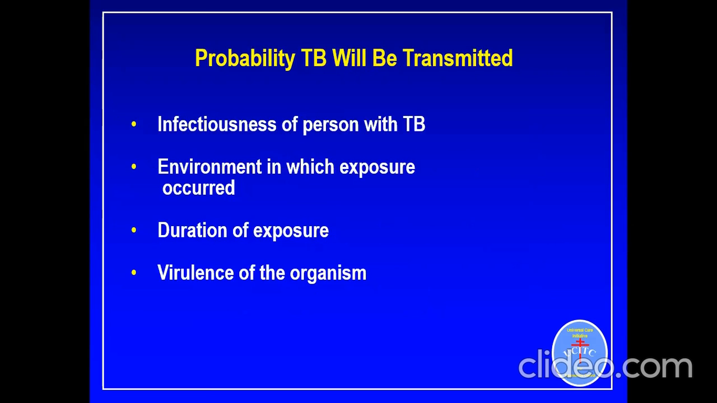So what is the probability that TB will be transmitted? It depends on the infectiousness of a person with tuberculosis. Many a time, the person with lung tuberculosis, when the lesion is not communicating with the airways, does not throw out these bacilli, and therefore his infectiousness will be less. But if the person has cavitary disease, advanced disease, the sputum will have a lot of bacilli and he will be able to spread easily.